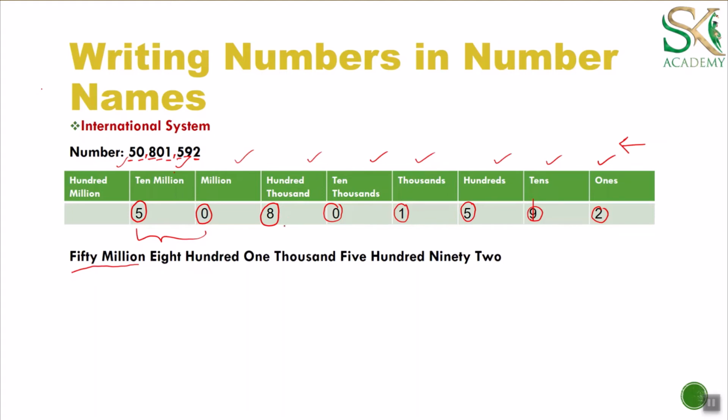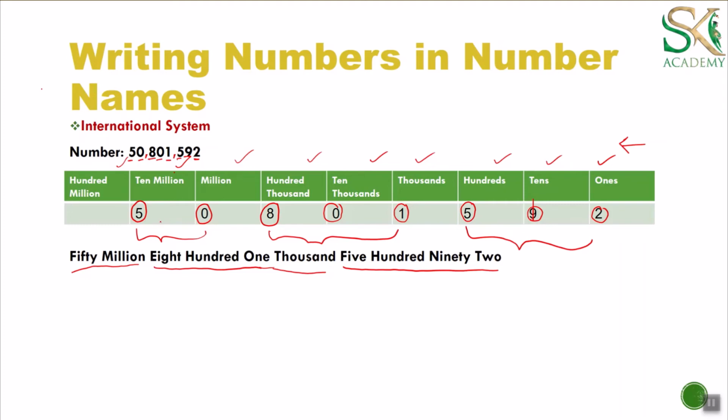What are all the thousands? 801. So that means 801,000. Correct. And then again these three digits. How do you write it? 592. Okay, so 592. So this we write here. In this case, when you are writing a number, you need to consider all the three boxes together and write down the number name.